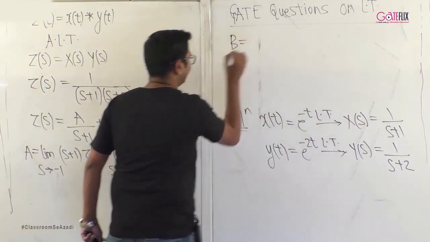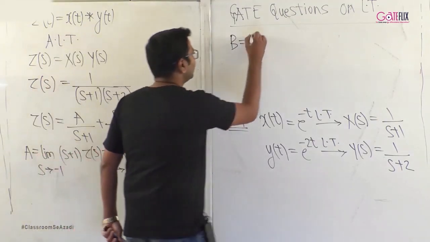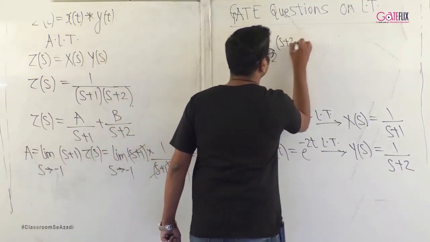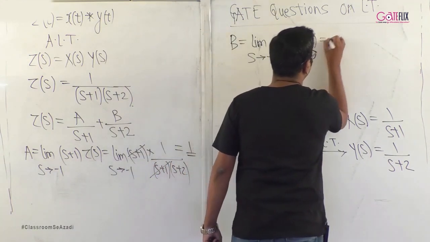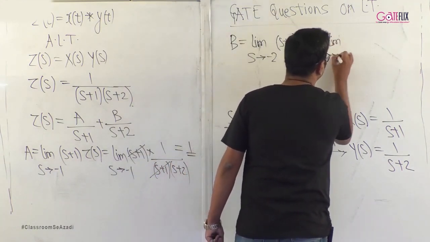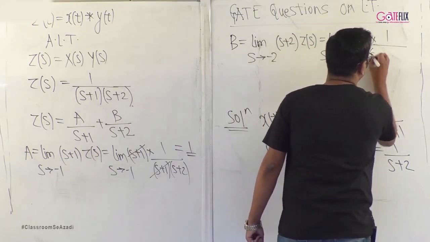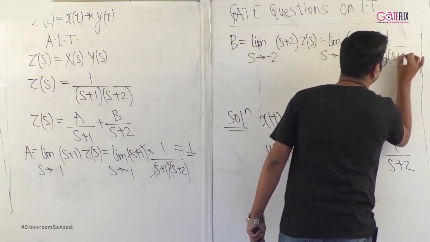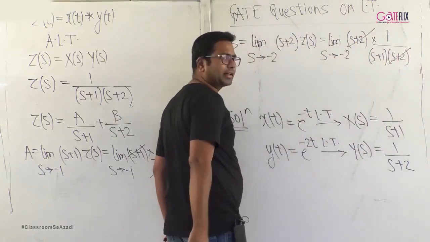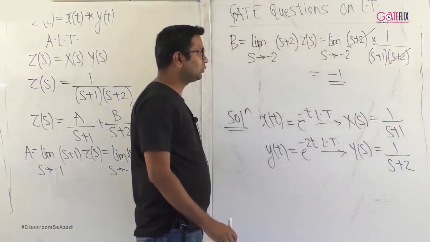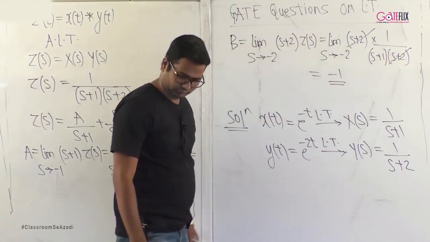The value of b will be limit s tending to minus 2 of (s plus 2) into Z of s. Therefore, this will be limit s tending to minus 2 of (s plus 2) into 1 upon (s plus 1) into (s plus 2). S plus 2 will get cancelled. Therefore, b comes out to be minus 1.